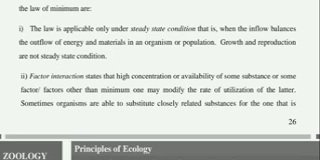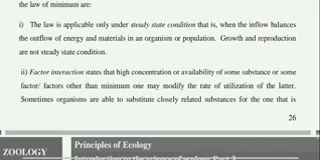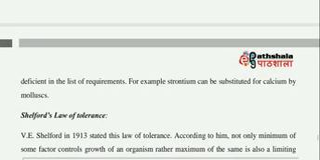Factor interaction states that high concentration or availability of some substances or some factor or factors other than the minimum one may modify the rate of utilization of the latter. Sometimes organisms are able to substitute closely related substances for the one that is deficient in the list of requirements. Strontium can be substituted for calcium by mollusks.